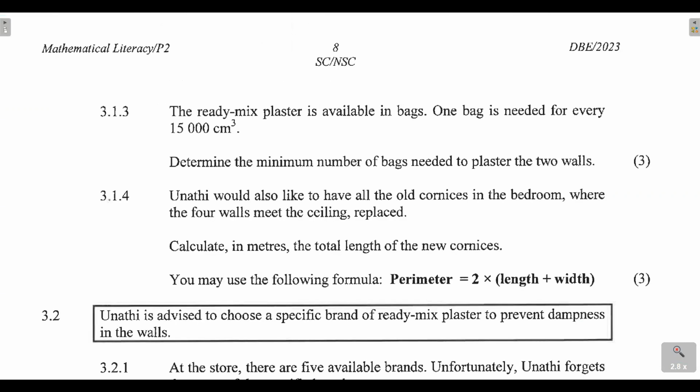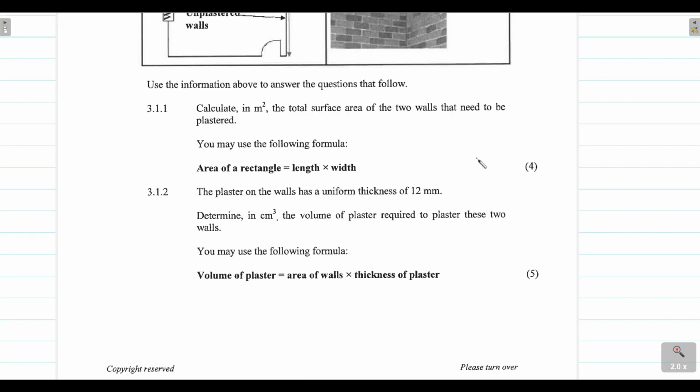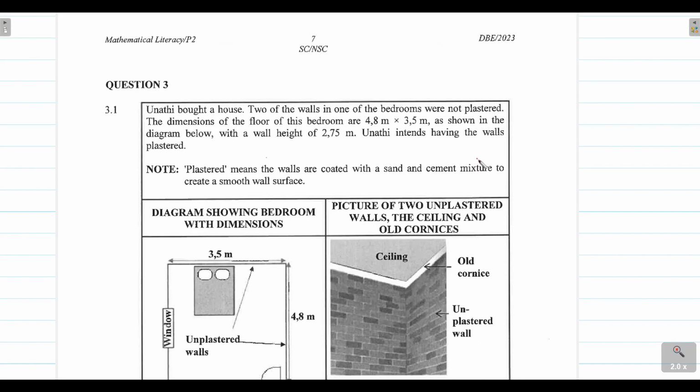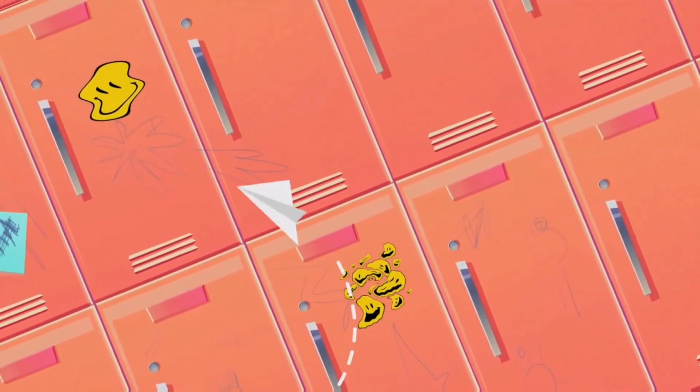We are going to be calculating perimeter, right? And we're also going to be doing some conversions. So this question deals with measurement as a whole. We're going to be calculating surface area, volume, perimeter, and we're also going to be doing some conversions. So without any further ado guys, let's get started with today's video tutorial.